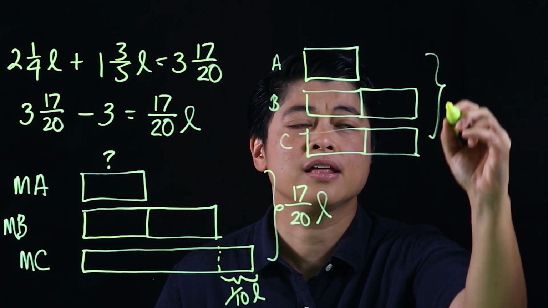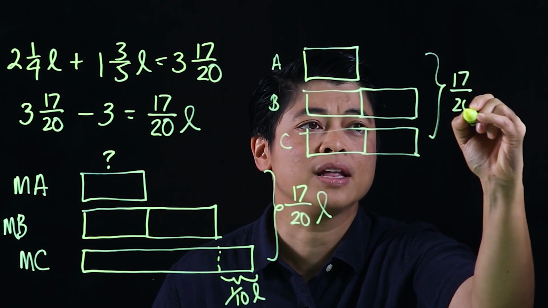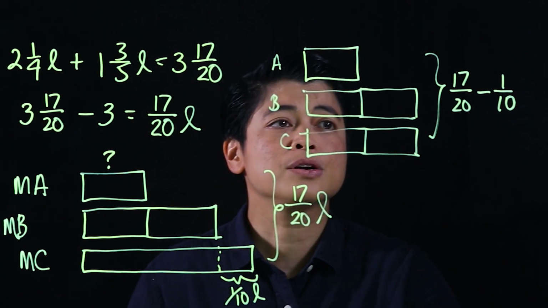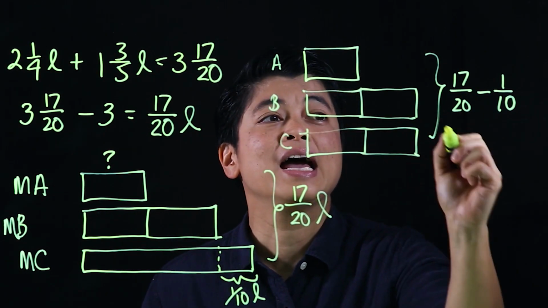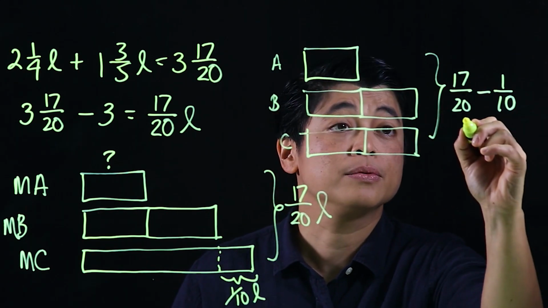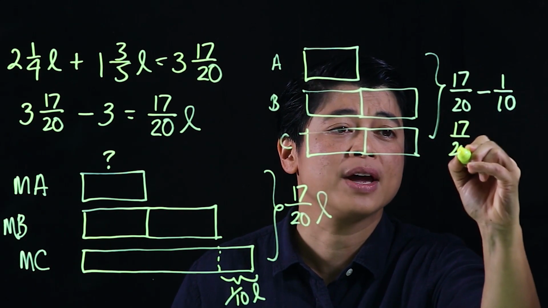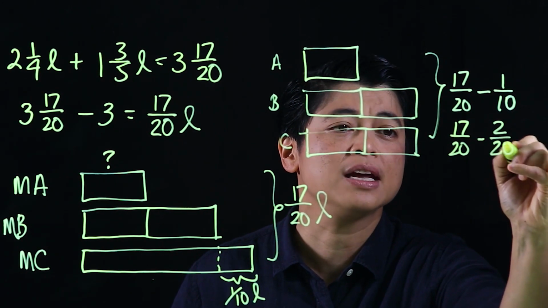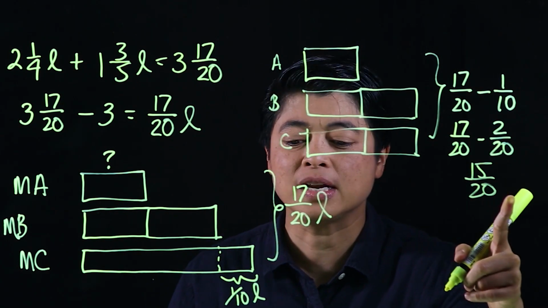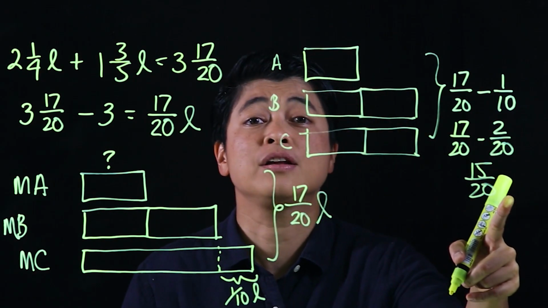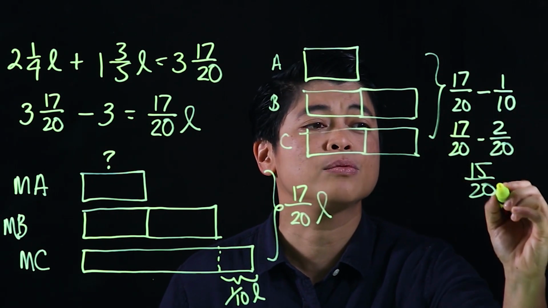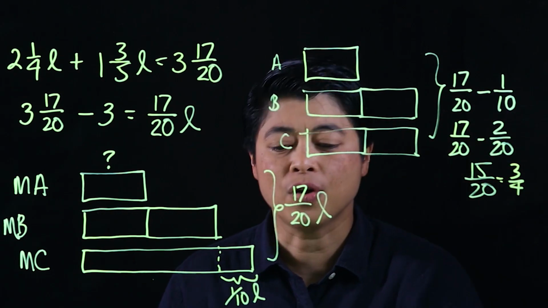And this together is 17 over 20 minus 1/10. Okay, so after we do that, we have what's left over here, which is 17 over 20 minus 2 over 20, which is 15 over 20. So I did that computationally, but in theory, we can use a calculator. If you type in 17 over 20 minus 1/10, it will give you 3/4.